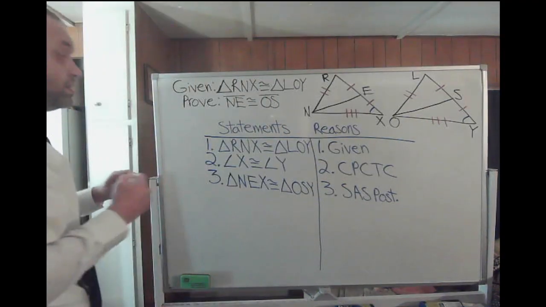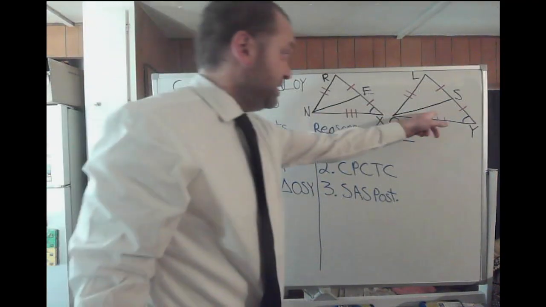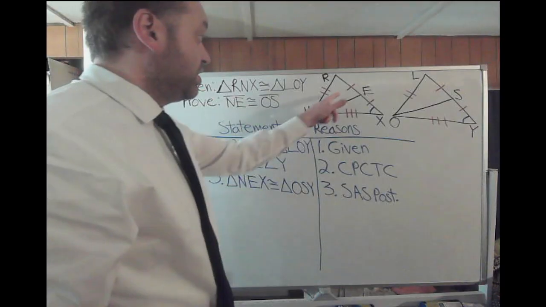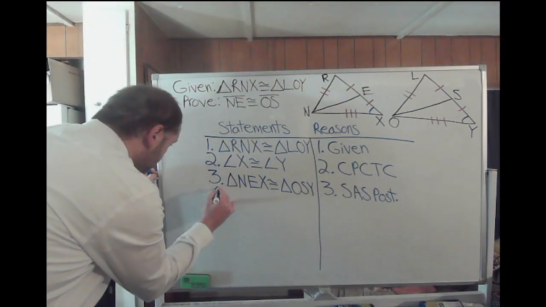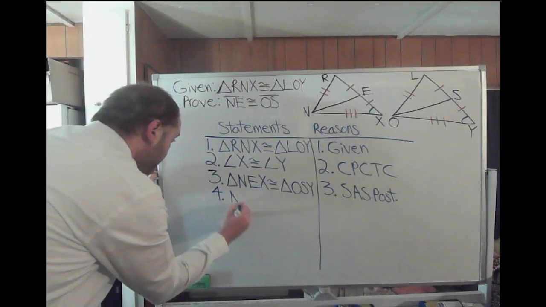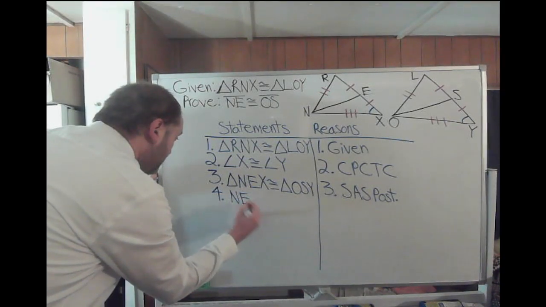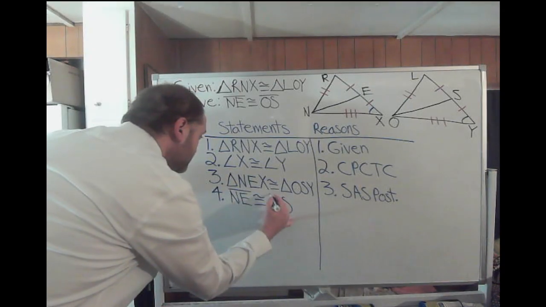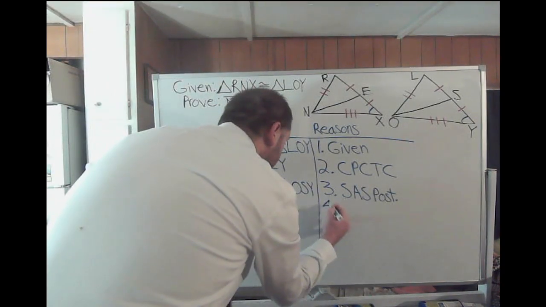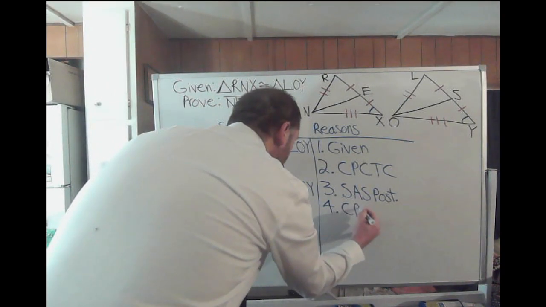And then, if these 2 triangles here are congruent, we could then argue that NE is congruent to OS by CPCTC. So that leads us ultimately to what we're trying to prove, that NE is congruent to OS by CPCTC.